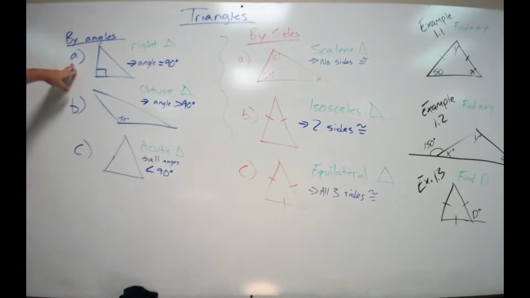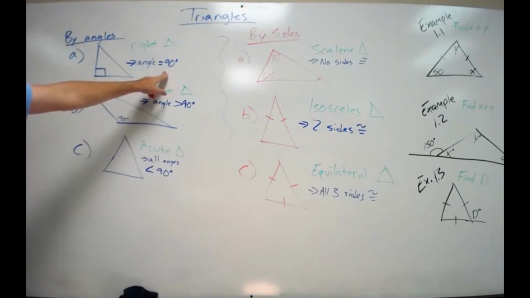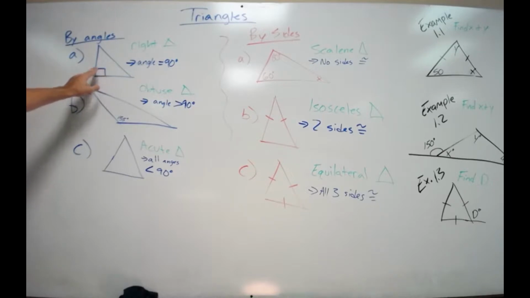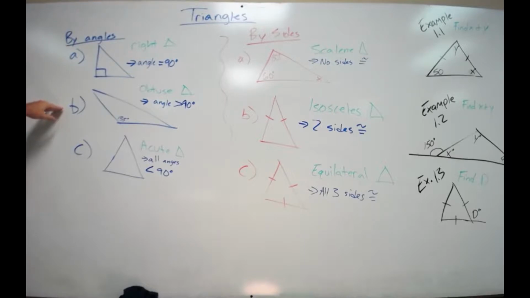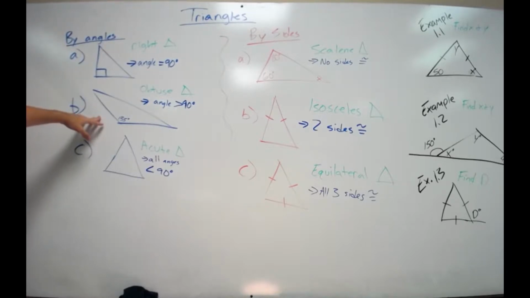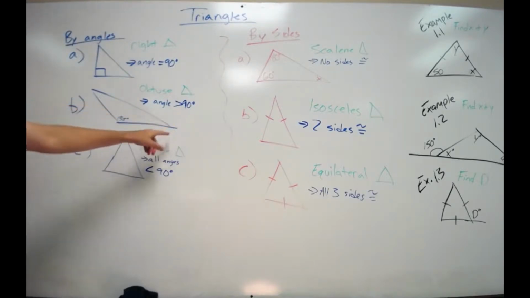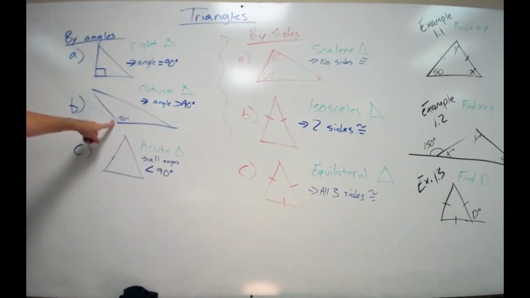In A, we have a right triangle. Now, in order for a triangle to be a right triangle, it simply has to have one angle that is 90 degrees, usually classified with this little box right here. But that is a right triangle. For B, this is an obtuse triangle. In order for a triangle to be obtuse, it simply needs one angle that is greater than 90 degrees. So for example, this angle is 135 degrees. Therefore, doesn't matter what these are, we can already classify this triangle as an obtuse triangle.